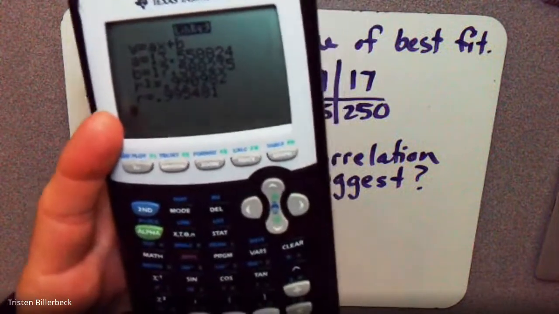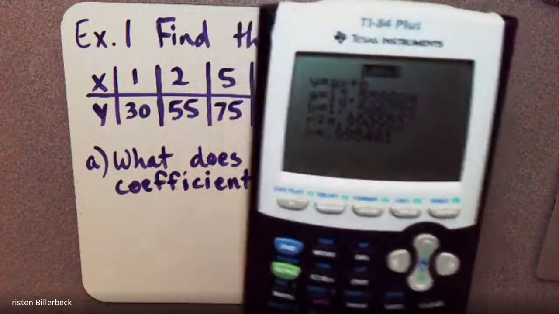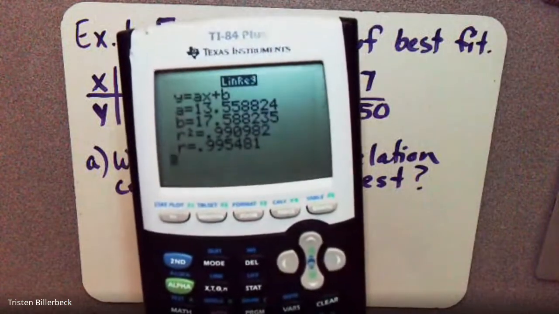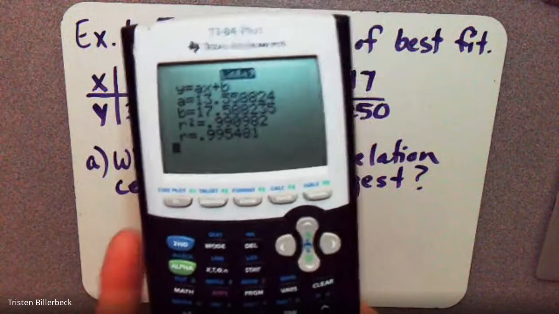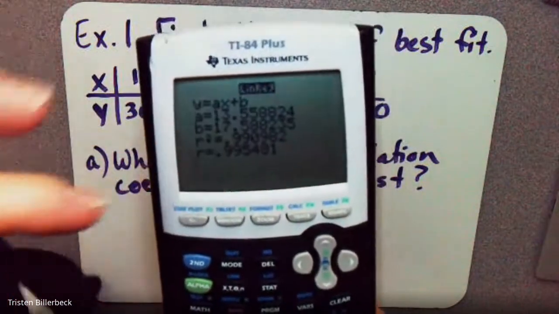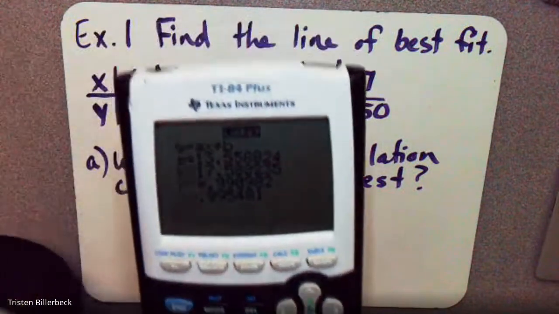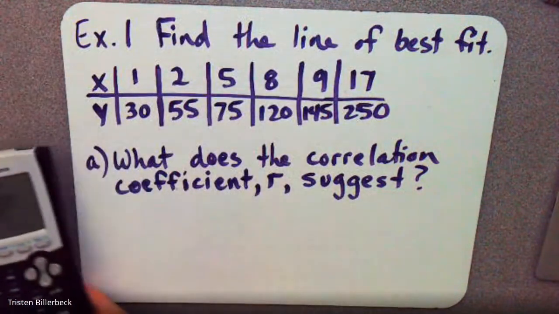So I was actually going to do this using the online TI-84 that I downloaded, but it didn't give me R. I couldn't believe it. So if we look at this R, it gives us 0.9954. Wow, that's so close to 1.